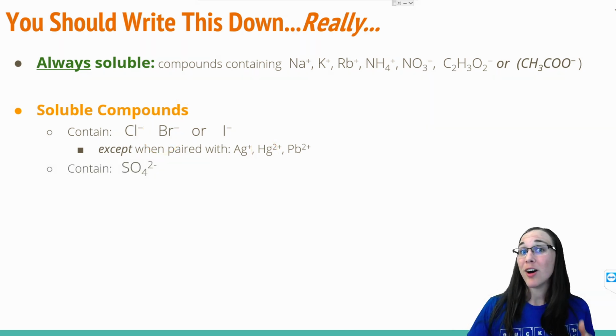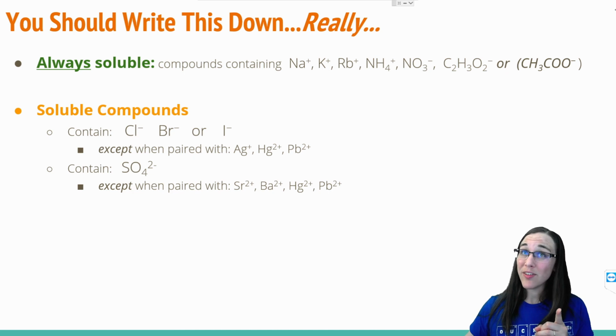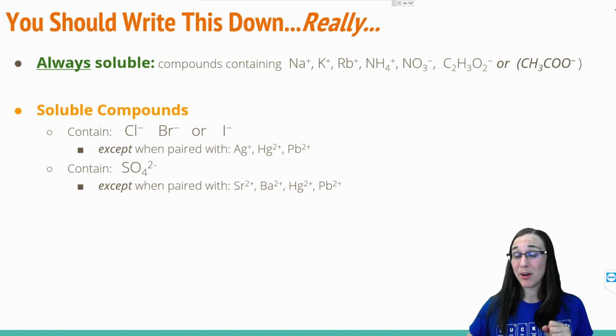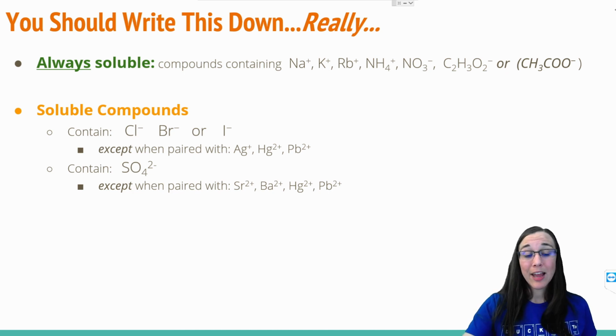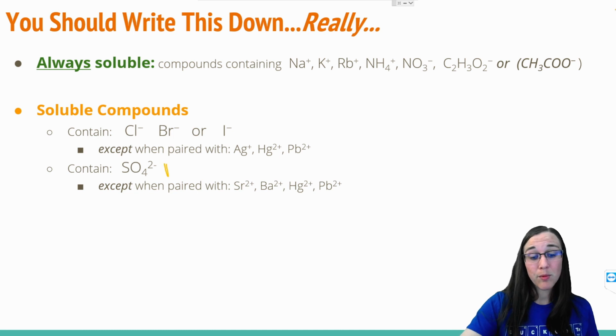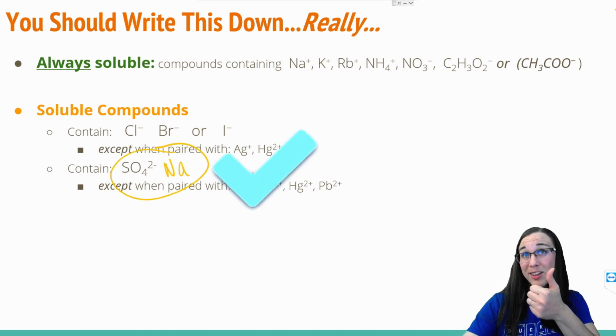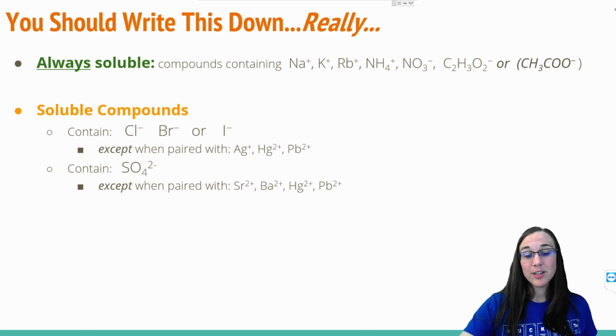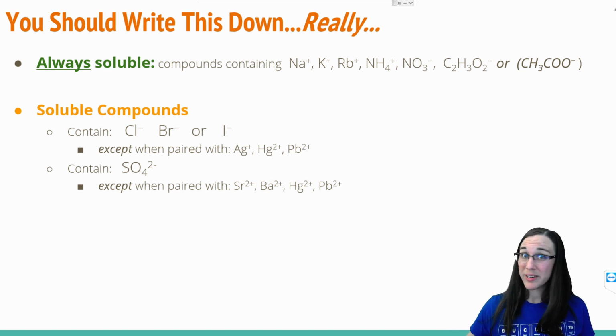Soluble compounds can also contain the polyatomic ion sulfate, SO4 2-. Those are considered soluble unless the sulfate happens to be paired with strontium, barium, mercury, or lead. So again, I could pair sodium with my sulfate, and that would be soluble. However, if I took barium and paired it with the sulfate, it would now be insoluble and considered a precipitate, i.e. it wouldn't dissolve in solution.